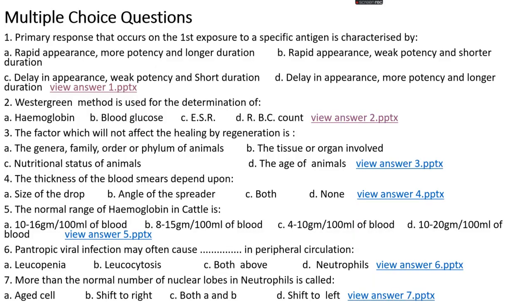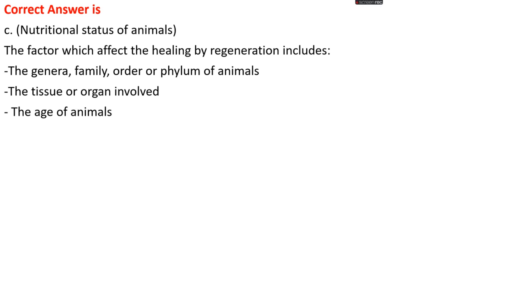Okay. Question number three: the factor which will not affect the healing by regeneration is option A, the genus, family, order, or phylum of animal. Option B, the tissue or organ involved. Option C, nutritional status of animal, or option D, the age of animal. The right answer is option C, that is nutritional status of animal.